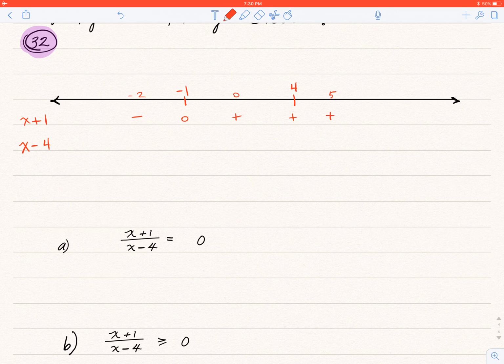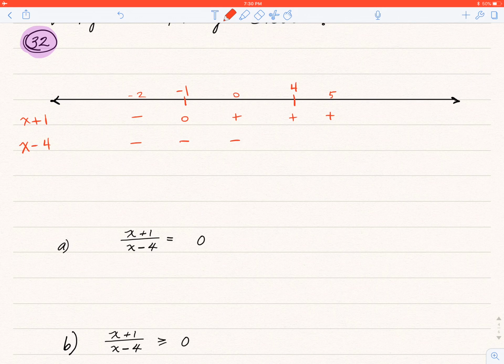Now let's go do the exact same thing for the next factor. So take your negative 2, plug it into x minus 4. A negative 2 and a negative 4 gives me a negative number. The next one, negative 1. A negative 1 and a negative 4 also gives me a negative number. Plug in your 0. A 0 and a negative 4 gives me a negative number.